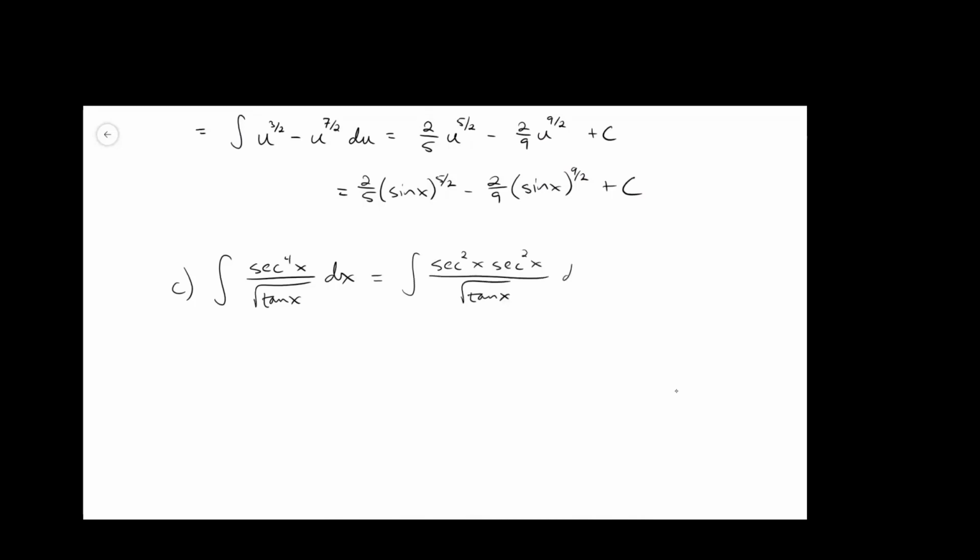Actually, maybe I'm remembering wrong. So it doesn't look that bad, actually, as long as you realize that you got to split it up like this. Secant squared, secant squared.